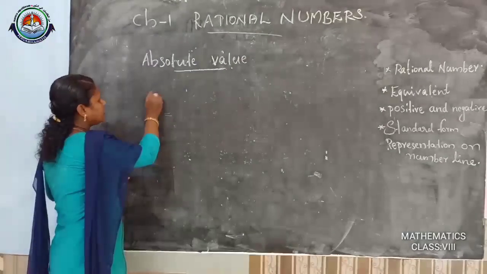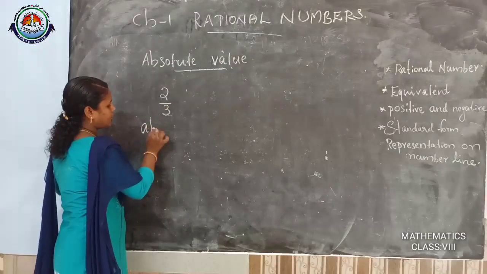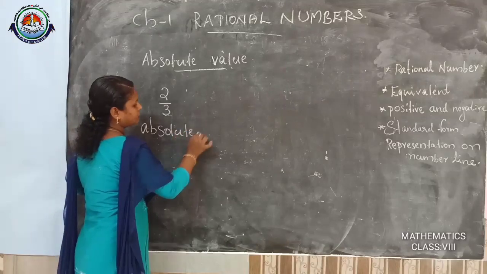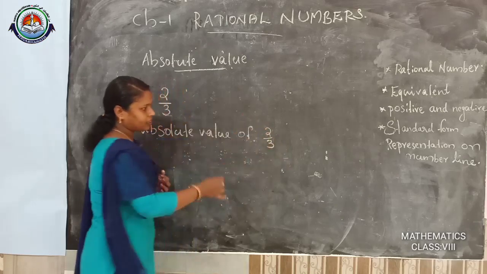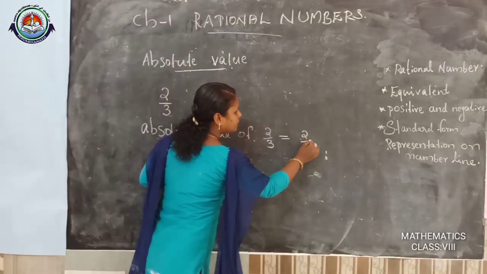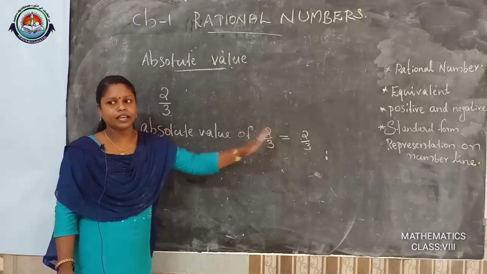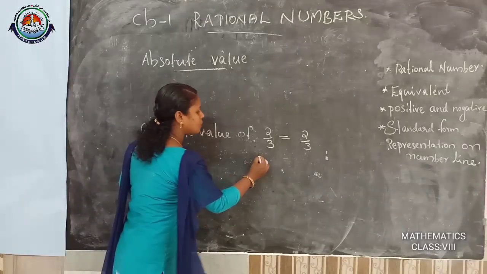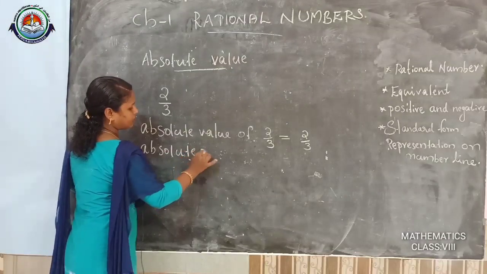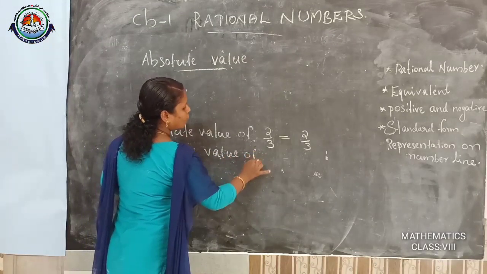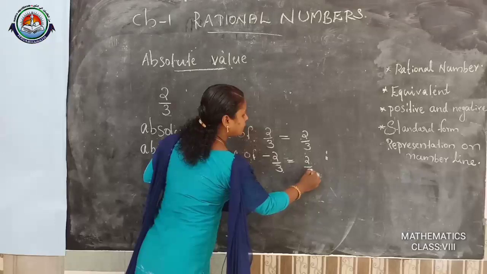Suppose we have a rational number 2 by 3. Its absolute value of 2 by 3 is equal to 2 by 3 itself. There is no sign, therefore no problem. Absolute value of 2 by 3 is 2 by 3 itself. And what about absolute value of negative 2 by 3? It is also 2 by 3.